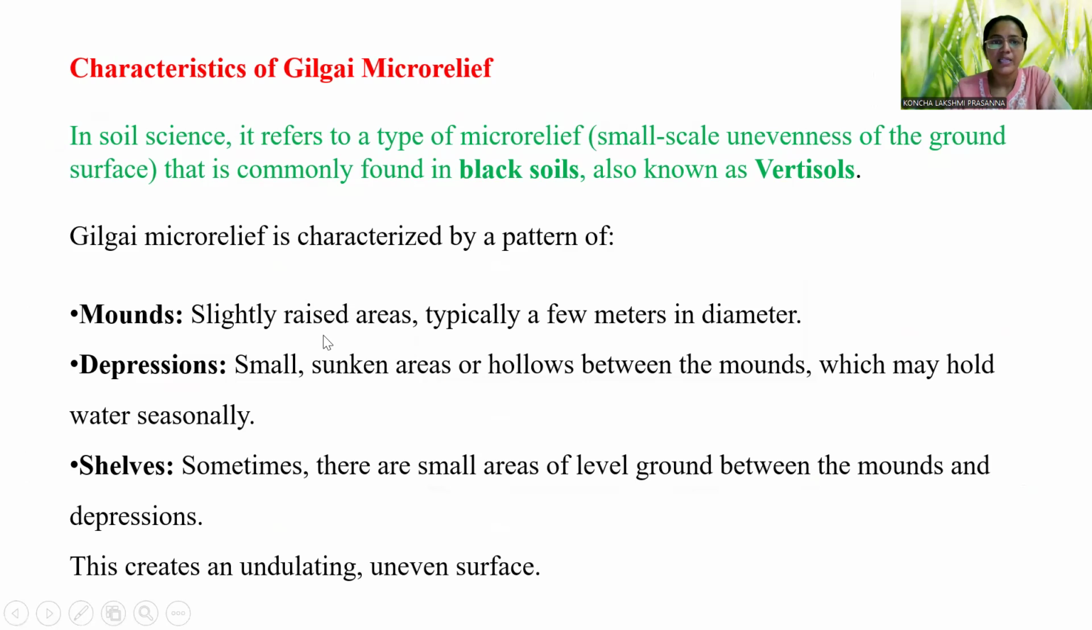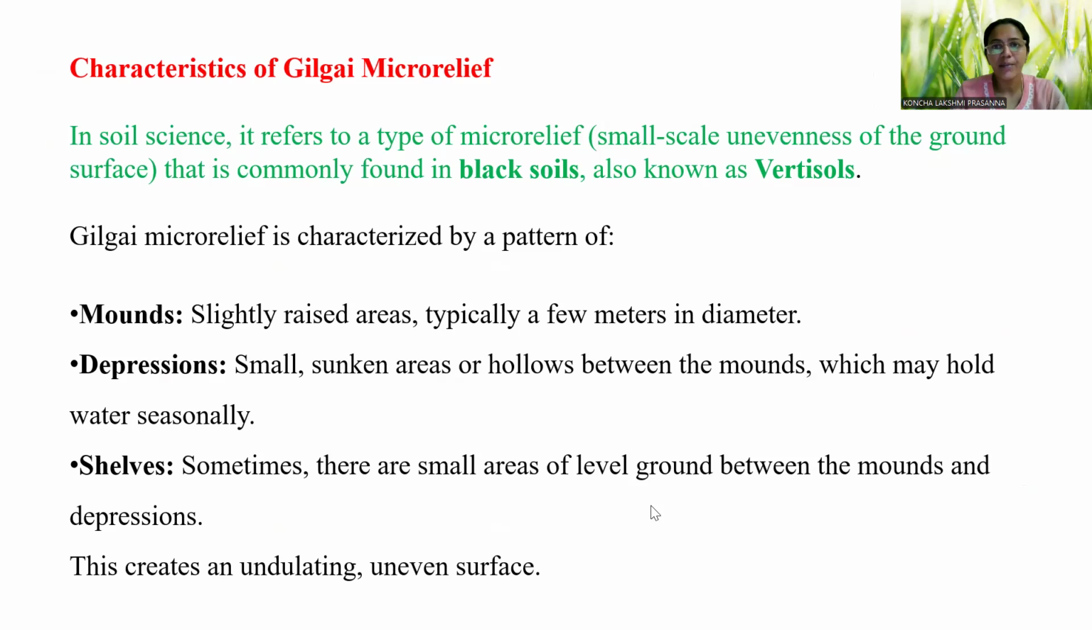Mounds are nothing but slightly raised areas, typically a few meters in diameter, whereas depressions are small sunken areas or hollows present between the mounds. Shelves are sometimes small areas of ground level present between the mounds and the depressions. These mounds and depressions create the undulating and uneven surface. These are known as the Gilgai macro relief, which is seen only in the vertisol soil order.